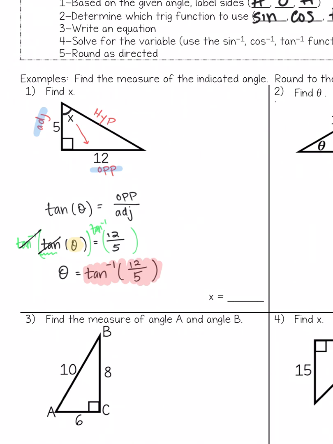But for this one, our answer would be, once I put that in my calculator, theta equals, they're asking us to round to the nearest tenth. So that means I should have one number after my decimal point. So this would round up to 67.4 degrees. So I know that this angle X is 67.4.